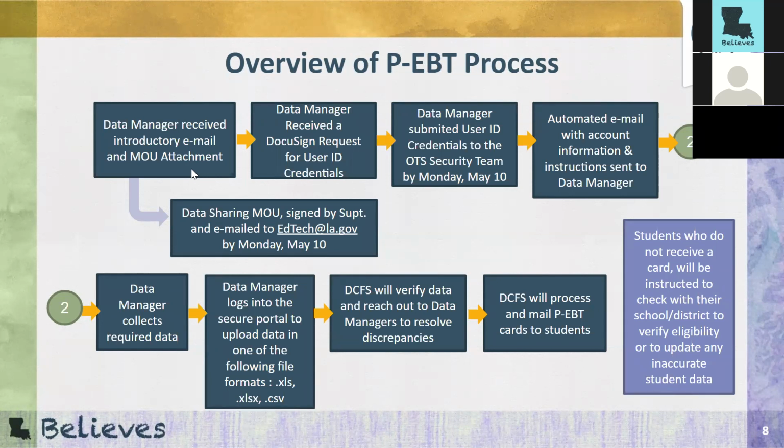From there, the data manager was given credentials to get onto the portal to submit data, and they were provided information on how to submit that information. What's happening right now for most of them is they're collecting all of their required data, and then they're going to go onto this portal and upload that data. DCFS is then going to validate the data, and then DCFS is going to start mailing out the P-EBT cards. Students that do not receive a card will be instructed to check with their school or district to verify eligibility or to update any inaccurate student information.